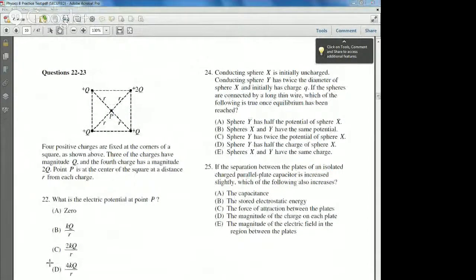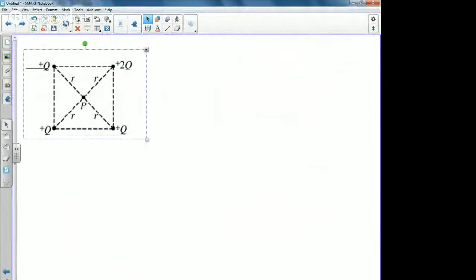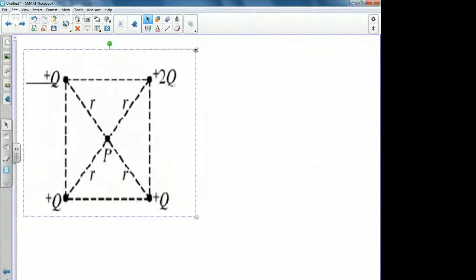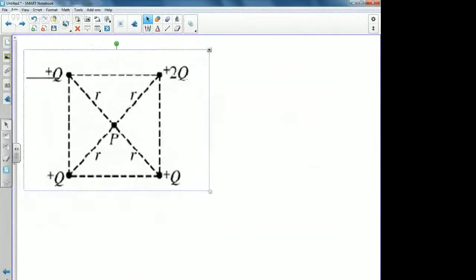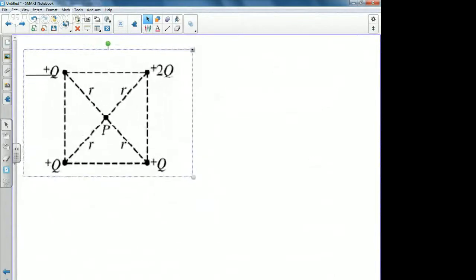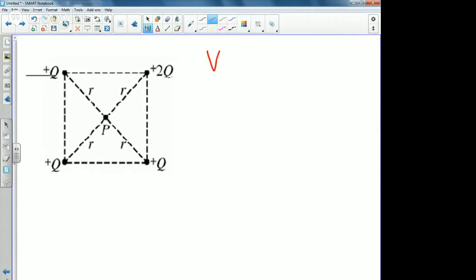Okay. For 22 and 23, let's just look at this little diagram over here. They ask what's the electric potential at the center and what's the electric field at the center. Okay. Well, electric potential is simply KQ over R. And the great thing about electric potential is that it's scalar. Okay? So whenever we talk about electric potential, it's scalar. So all you have to do is just add them all up. We don't care about direction.